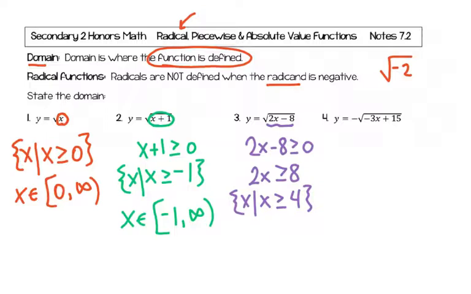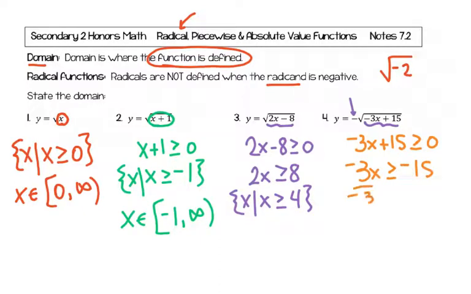Okay, the last one that we're going to do is right there. Don't worry about that part of it. If I'm just looking for the domain, what's outside doesn't matter. And so I'm only concerned with what's inside because that's the part that potentially would be undefined. So I'm going to say negative 3x plus 15, it has to be greater than or equal to 0. So negative 3x is greater than or equal to negative 15.